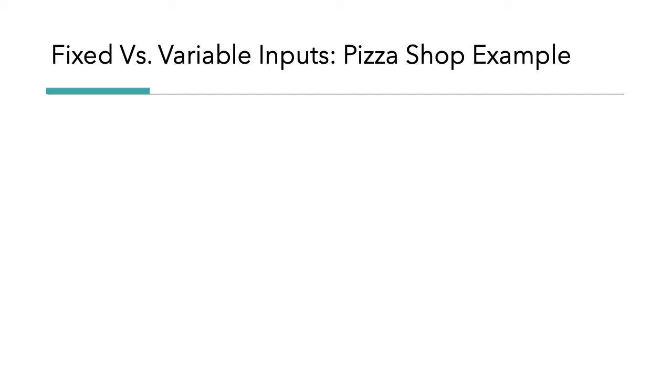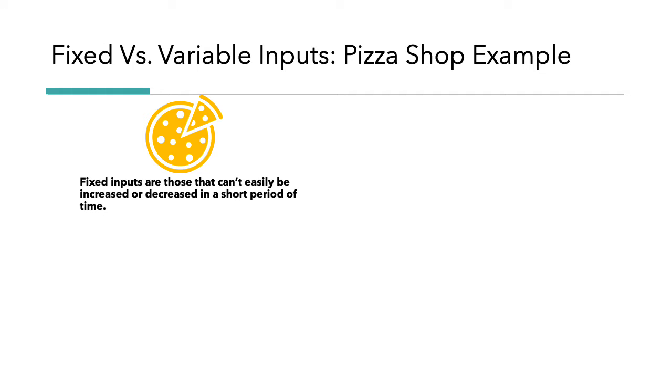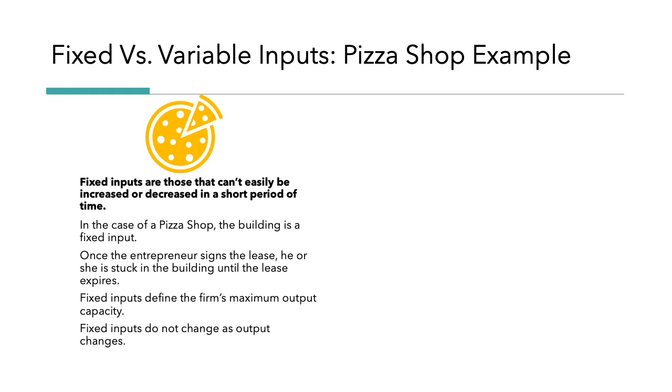Fixed versus variable inputs. Pizza shop example. Fixed inputs are those that cannot be easily increased or decreased in a short period of time. Let's look at the example of the pizza shop. In the pizza shop, the building is a fixed input. Once the entrepreneur signs the lease, he or she is stuck in that building until the lease expires. Fixed inputs define the firm's maximum output capacity. Fixed inputs do not change as output changes.